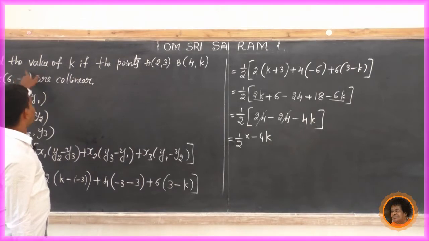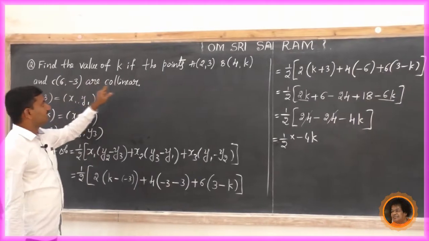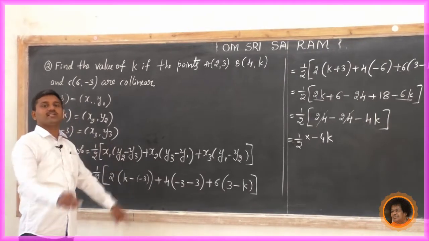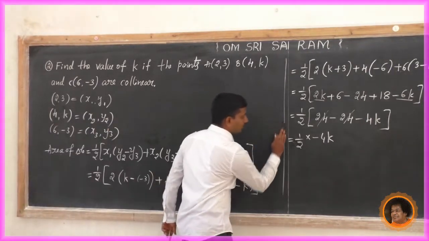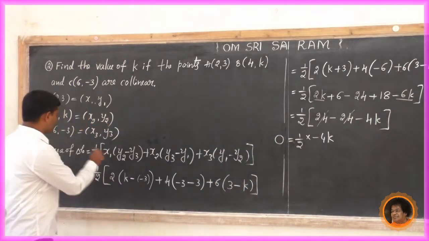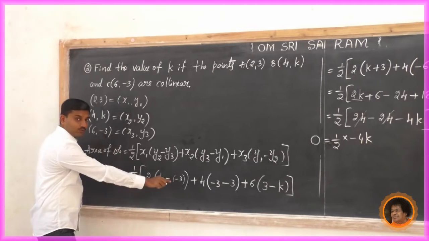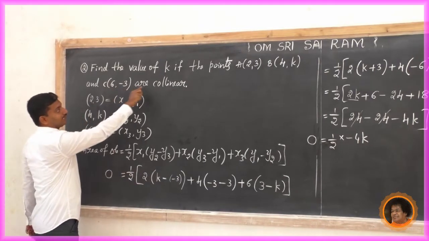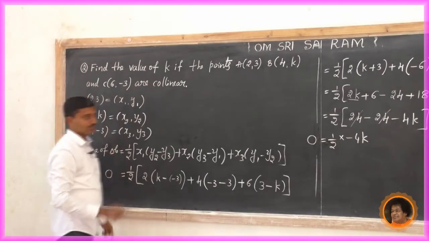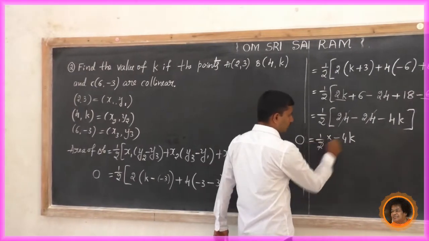But here, find the value of k if the points (2, 3), (4, k) and (6, -3) are collinear. What is the meaning? Collinear means the area of the triangle must be equal to 0. Why? Because the points are collinear, therefore the area of the triangle is equal to 0. The condition of collinear means the area of the triangle equals 0. So therefore 0 equals half into minus 4k.